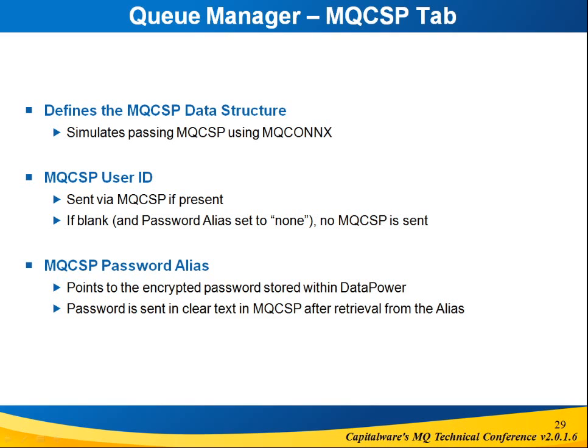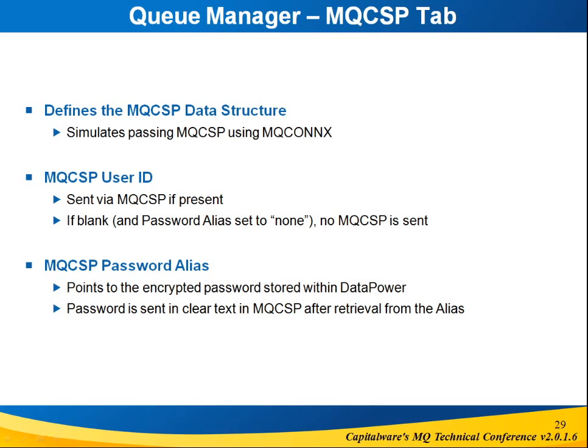If you specify the user ID field, it will set up and send an MQCSP object for you at connection time. If you leave this field blank and the password alias is also set to none, no MQCSP is sent, and the MQ front-side handler behaves like a standard, ordinary MQ client pre-version 7 and just sends the embedded user ID, which, as you know, is not a very good security practice.